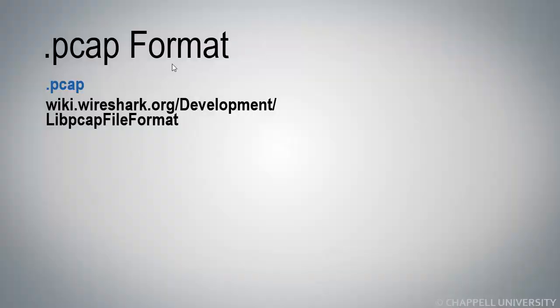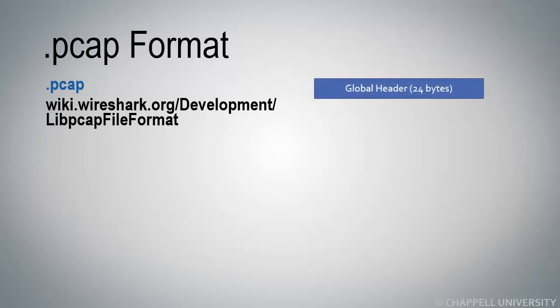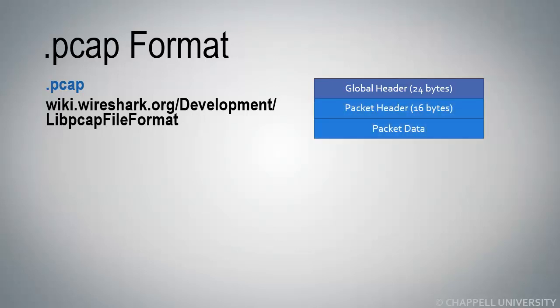Information about the pcap format can be found on Wireshark's wiki page under Development and Libpcap File Format. Notice that the URL is case sensitive. PCAP stands for Packet Capture. All PCAP files begin with a global header that is 24 bytes long. After that, for each packet that is contained in that trace file, you will find a packet header that is 16 bytes long, and then packet data with a variable length.